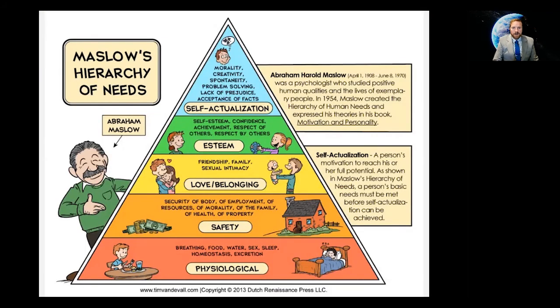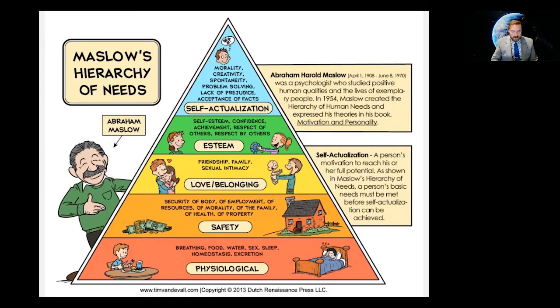And lastly, we're going to talk about Maslow's hierarchy of needs. Abraham Maslow was a psychologist who studied human qualities and exemplary people. He basically said that we're always striving towards self-actualization. Self-actualization is a person's motivation to reach their full potential. Basically, you have primitive needs that need to be met before you can focus on self-actualization.